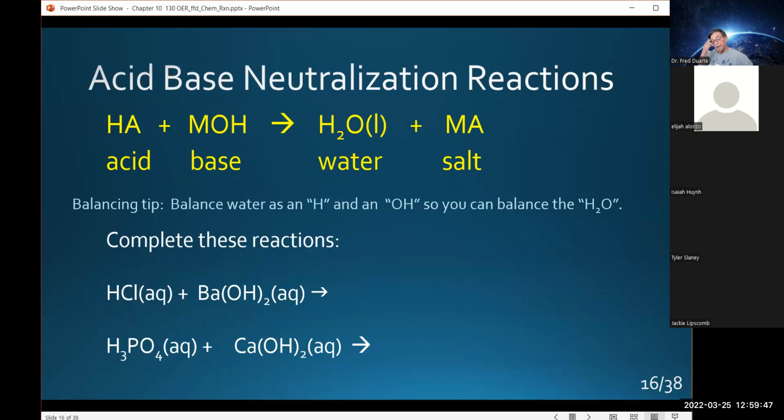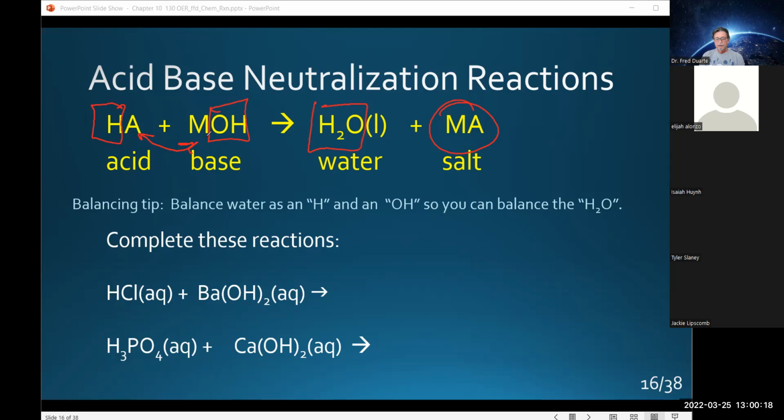Okay, well, in this scenario, we're looking at examples of chemical reactions. So we have an acid-base neutralization reaction. In general terms, we have the proton reacting with the hydroxide to give us water, and then the corresponding salt, which is the metal from the hydroxide combining with the non-metal of the acid.